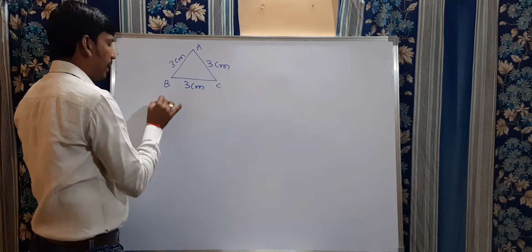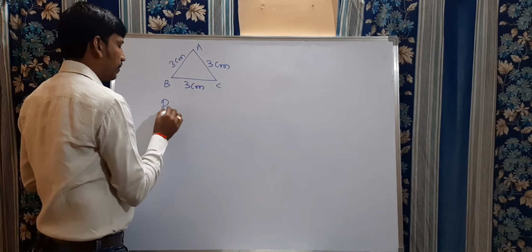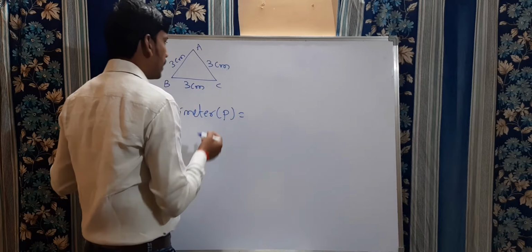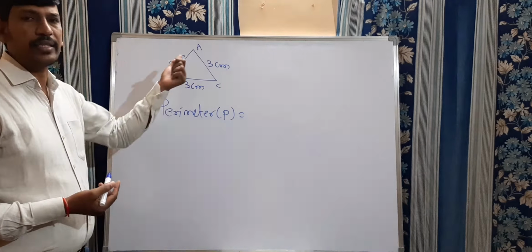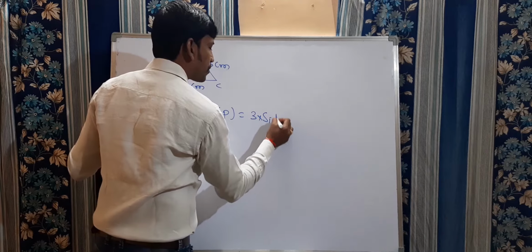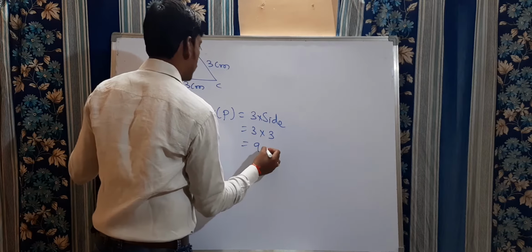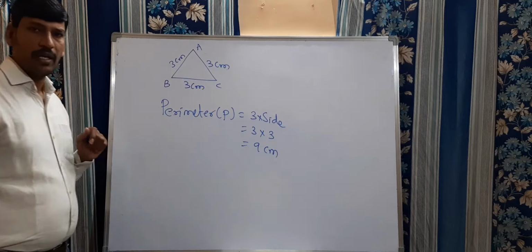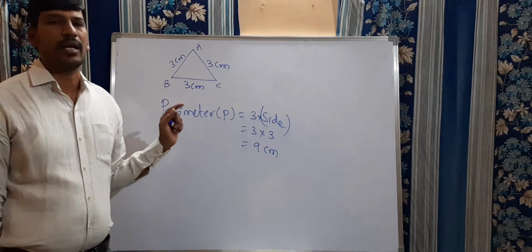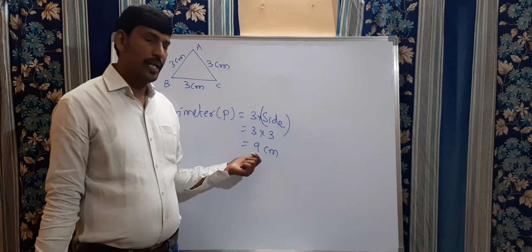Then how to find the perimeter? Perimeter P is equal to the sum of all the sides. Here it is an equilateral triangle, so 3 into side, which is 3 into 3, that is 9 centimeters. Clear, my dears? Here we take 3 into side, as there are only 3 sides and all sides are equal, so the perimeter of triangle ABC is 9 centimeters.